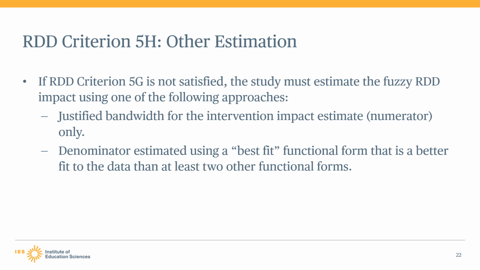For RDD Criterion 5H, the study can estimate the fuzzy RDD impact using one of two approaches. The first acceptable approach is to use a justified bandwidth for the intervention impact estimate, the numerator only, even if it is larger than a bandwidth justified for the denominator. The second acceptable approach is that the denominator is estimated using a best fit functional form, namely a functional form of the relationship between program receipt and the forcing variable that has shown to be a better fit to the data than at least two other functional forms. And this can be based on any measure of goodness of fit from the methodological literature, such as AIC or adjusted R-squared fit statistics.